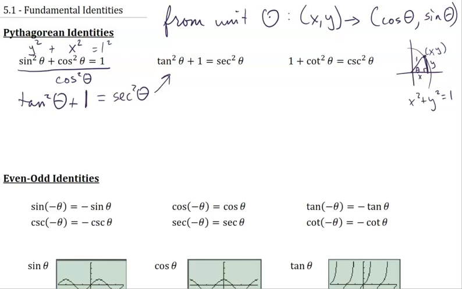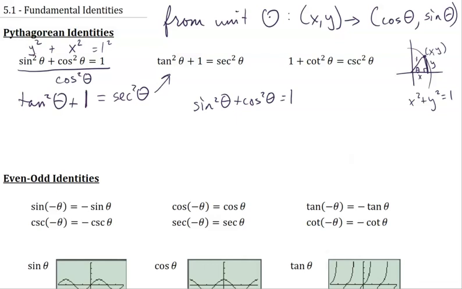Now let's say that I'm starting with my original one again. I'm going to rewrite it over here. Sine squared theta plus cosine squared theta equals 1. But now I want an expression or an equation, an identity that involves cotangent instead of tangent. Well, cotangent is cosine over sine.